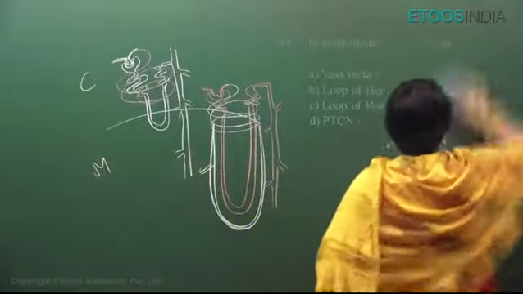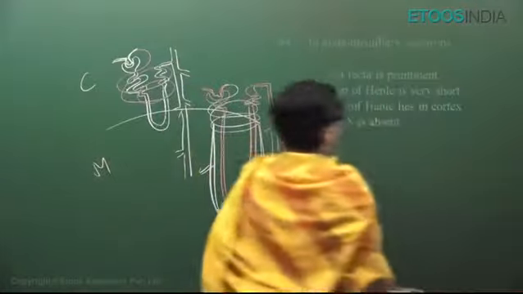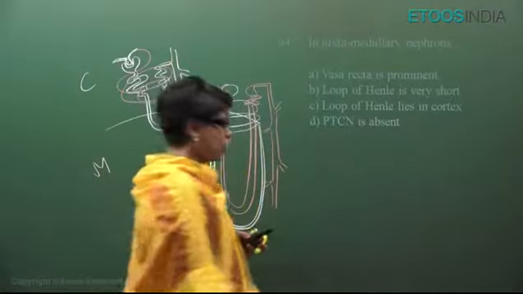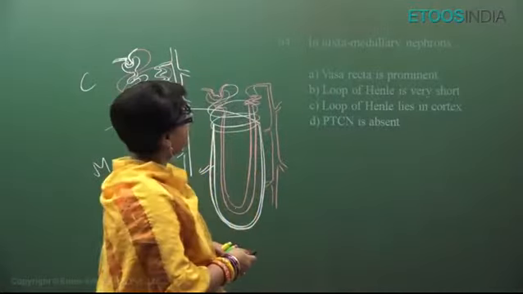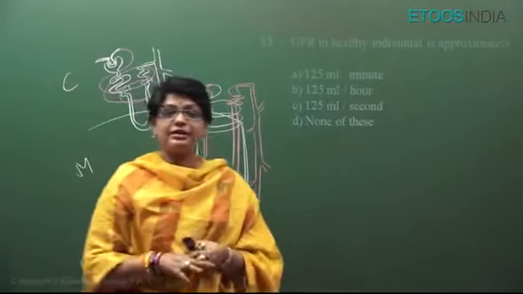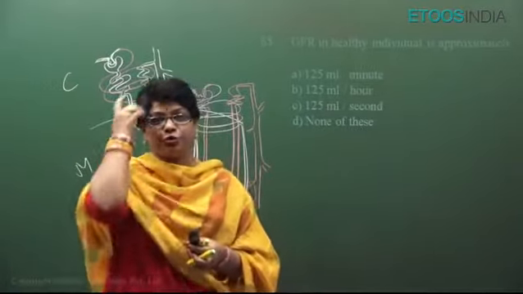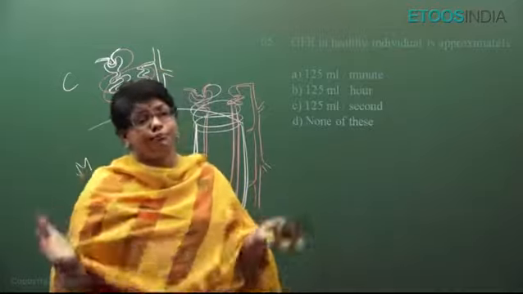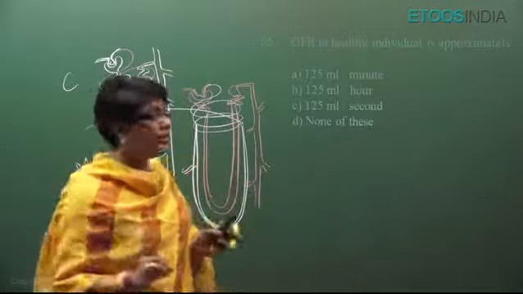It is responsible for concentration of urine. The longer the loop of Henle, the more concentrated urine is. Now, GFR in a healthy individual is approximately... GFR means the amount of filtrate that is produced by all the nephrons in both the kidneys in 1 minute.